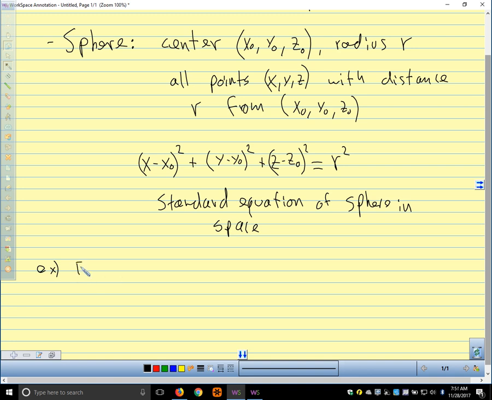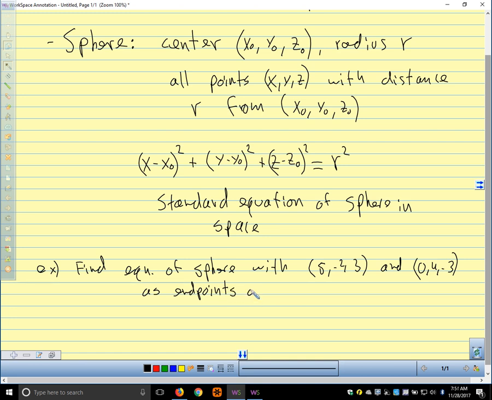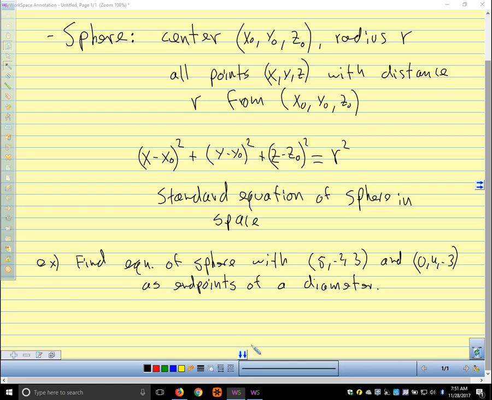So for example, I don't want to go through the calculations, I just want to talk about this. So let's say we wanted to find the equation of a sphere with these points as endpoints of a diameter. So what would we do? How would we go about it? Find the midpoint. So the center is going to be at the midpoint between those 2 points.